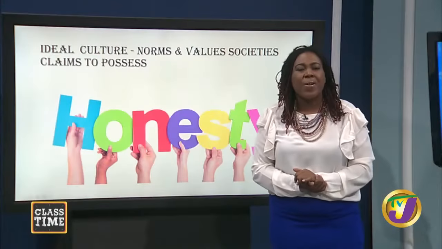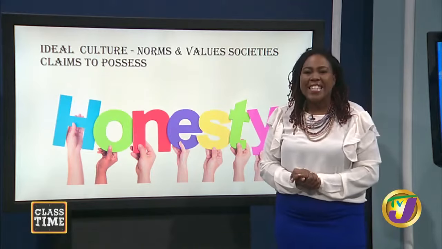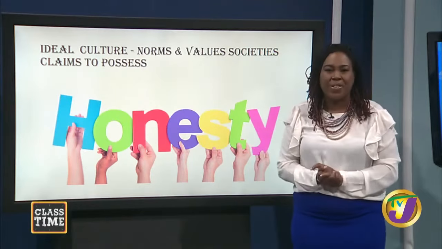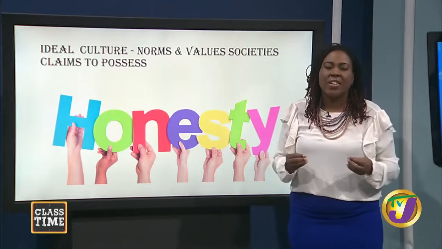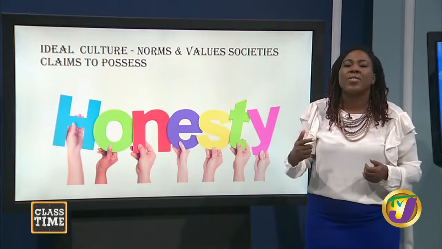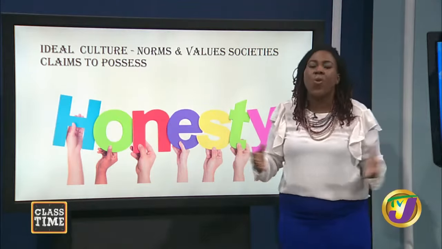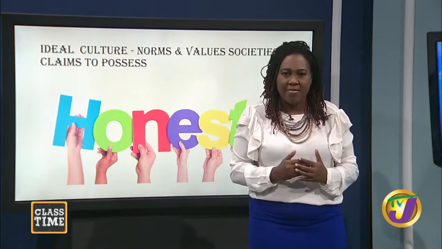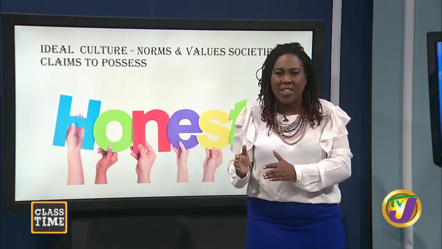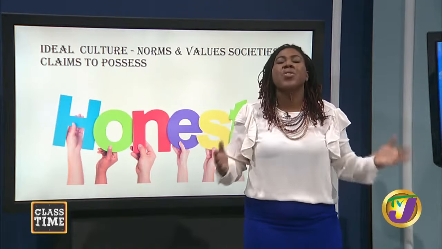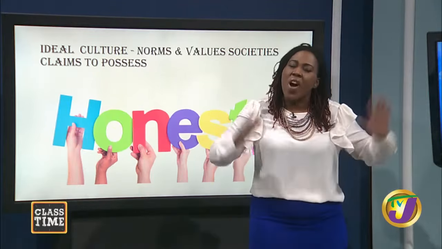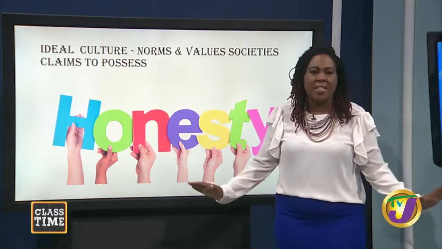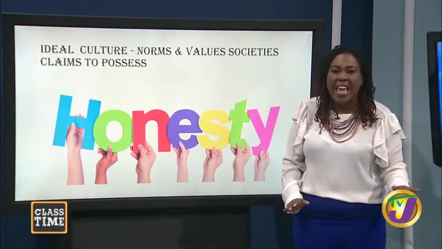The next one we're going to talk about is ideal culture, and then there's real culture. Ideal culture speaks to the norms and values that the society professes to hold. It's the norms and values that me and you say we have. That's the ideal culture. Good? So for instance, in Jamaica, we all say that we're an honest society. Honesty is the best policy. That's what we believe. That's the ideal culture. That is what we say.